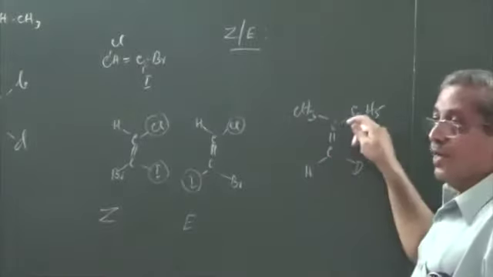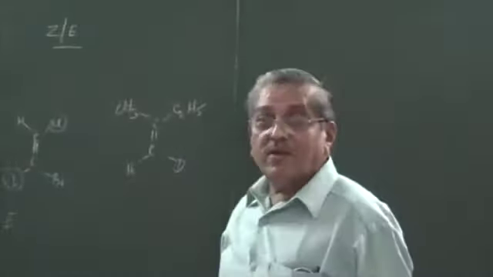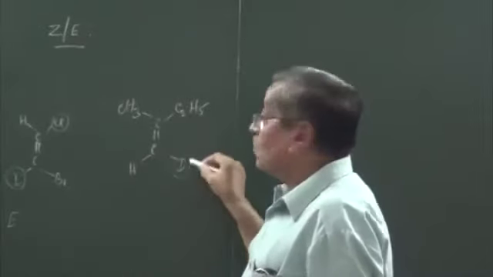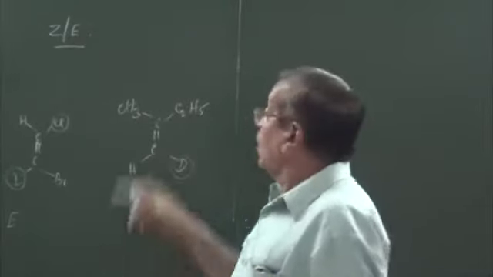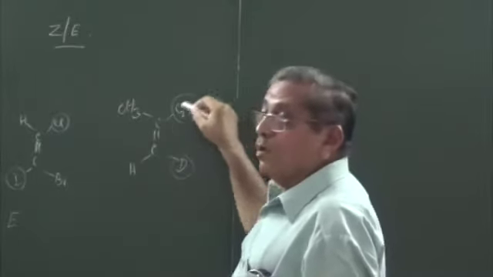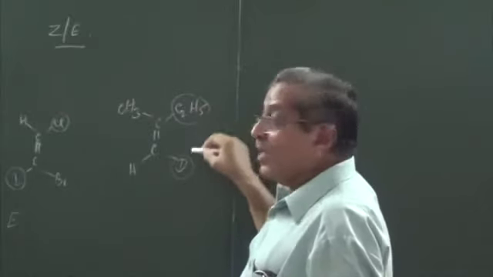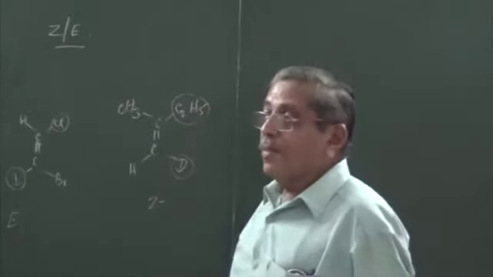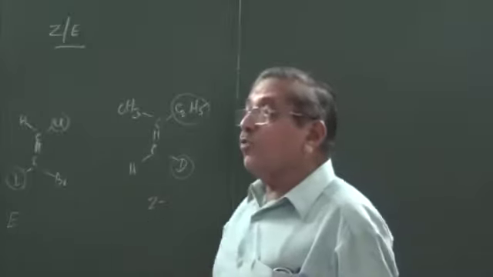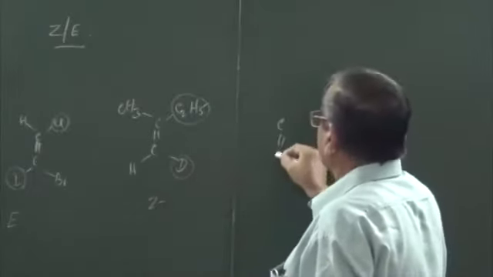Now these two are different. Between H and D, which is of higher priority? D, because it is 1H2, higher atomic mass. Between CH3 and C2H5, it is C2H5 because carbon is attached to one more carbon atom. So if these two are on the same side, it is the Z form. When they are on opposite sides, it is the E form. We will take another example.